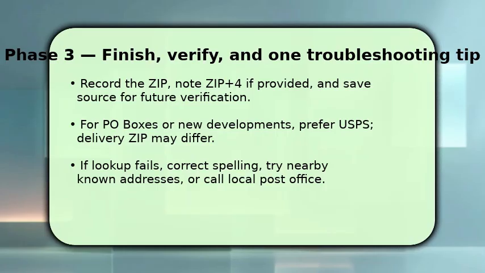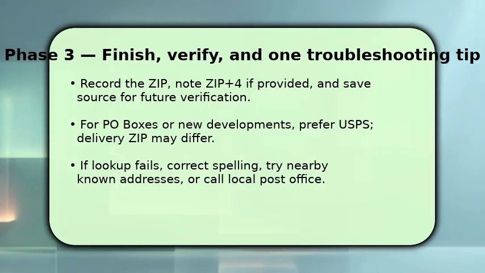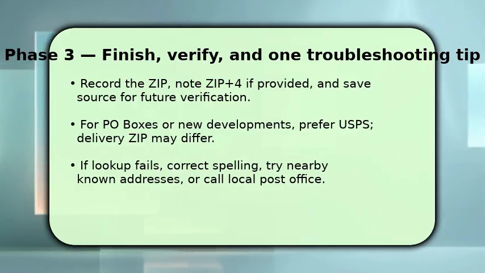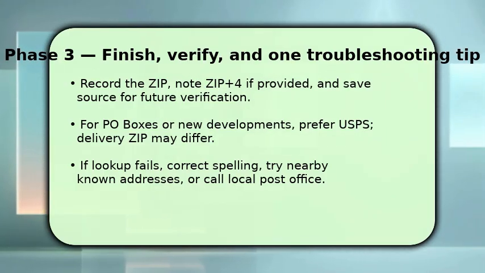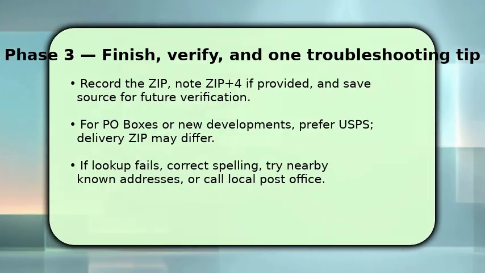Finish by recording the ZIP and ZIP plus 4, and note which source provided it. Documentation avoids future confusion. If the address is a PO box or a new development, prioritize the USPS's result because delivery zones can differ from physical address maps. Once done, make sure to test sending a confirmation mail or use an address validation tool for batch needs.